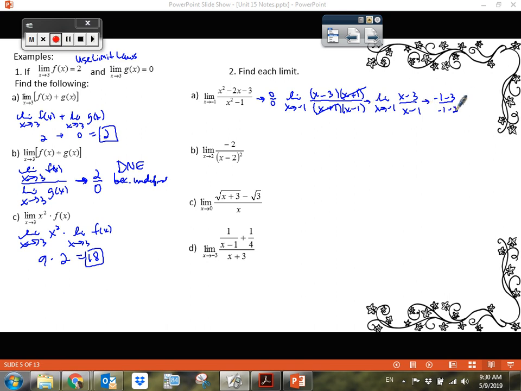Why am I not writing the limit statement anymore? Because I'm taking the limit, right? I'm putting numbers in. When you put the numbers in, you don't need the limit statement anymore. In fact, you shouldn't write it when you're putting numbers in. So what is that? That's -4 over -3. So it looks like my answer is 4/3. Okay, we okay with that?